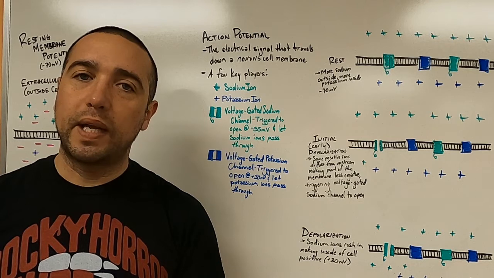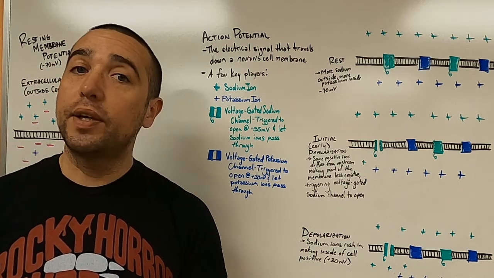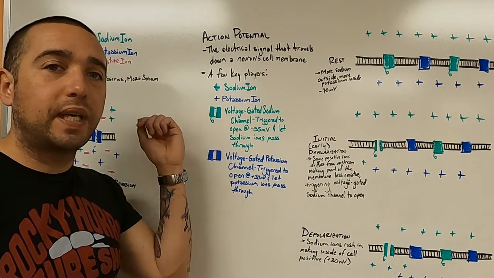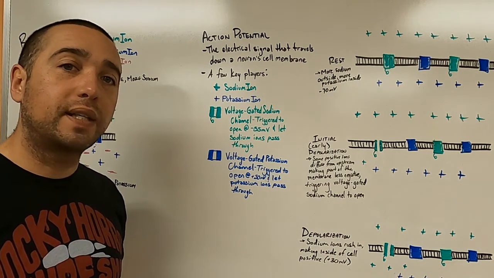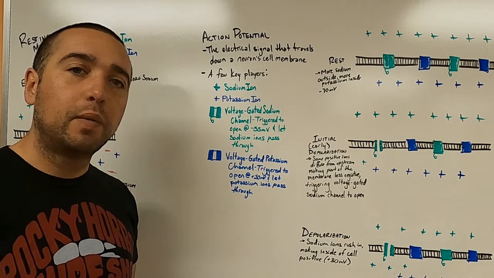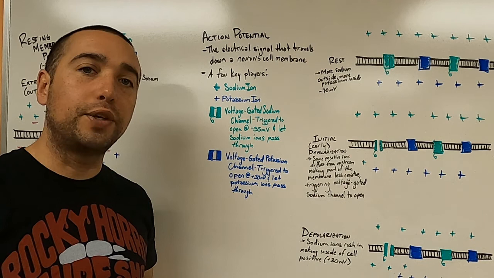This is best explained with a set of diagrams, and I've created kind of a key here to explain what you're going to see in the diagrams. First, the action potential, it's the electric signal that goes down the membrane of a single neuron. It doesn't go between neurons, that's a synapse, and we'll talk about those next time. It's the signal that travels along the surface of the neuron.